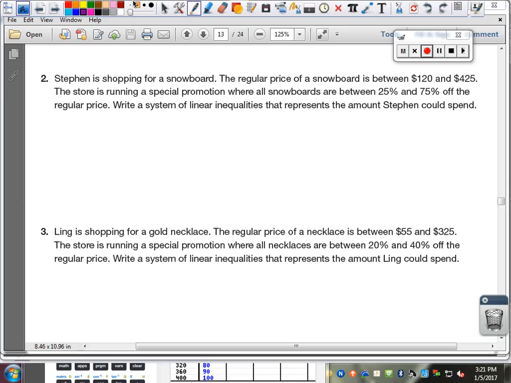So the price of a snowboard, let's call that R for regular, because we're going to use S for sale. So the regular price is greater than or equal to 120, and the regular price is less than or equal to 425. Okay? Now, this is where it gets tricky.